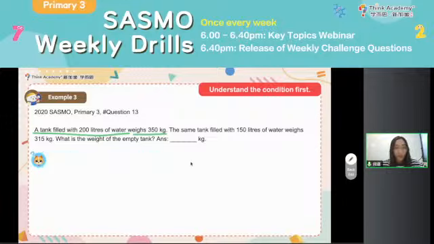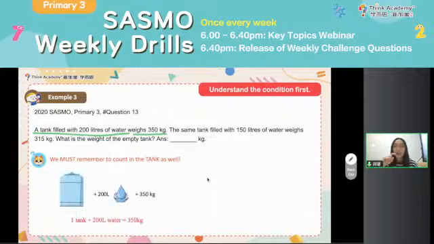Okay, pay attention. So what is the key point? That is, we must remember to count in the tank as well. So in the first scenario, if I show you the diagram, it should be something like this. Firstly, there is a tank, and then you add some water. How much water is there? You will see 200 liters, and then altogether these 2 parts add up to 350 kilograms. Pay attention, don't forget the tank.